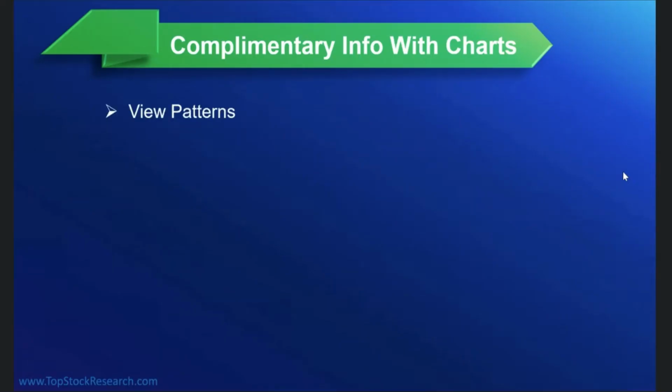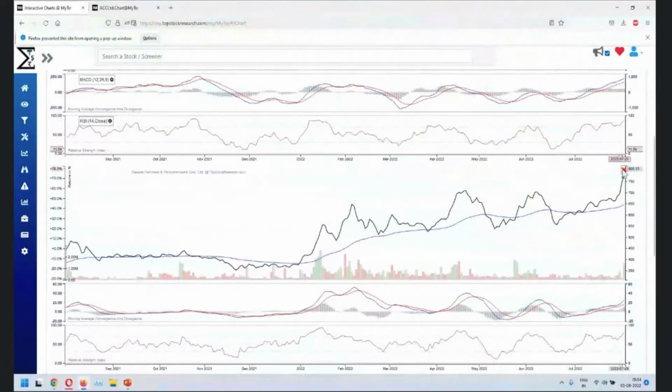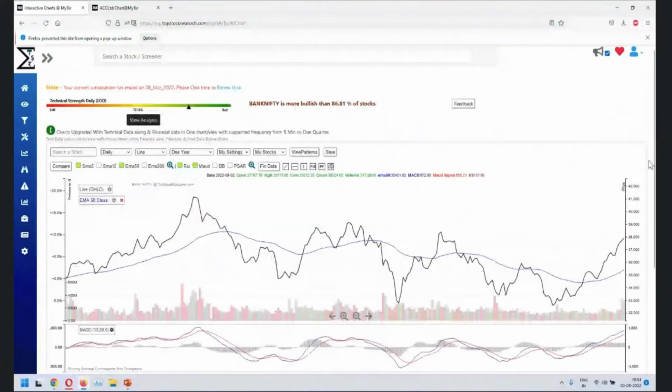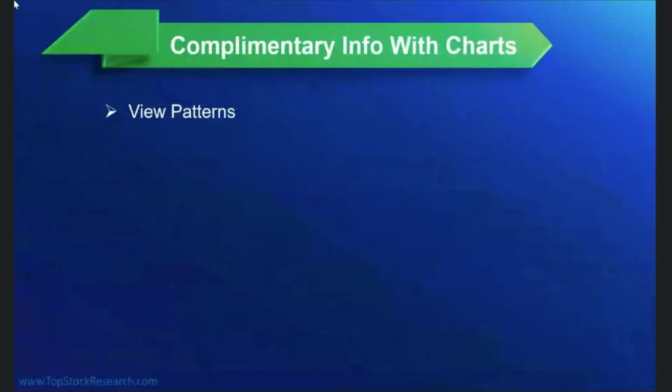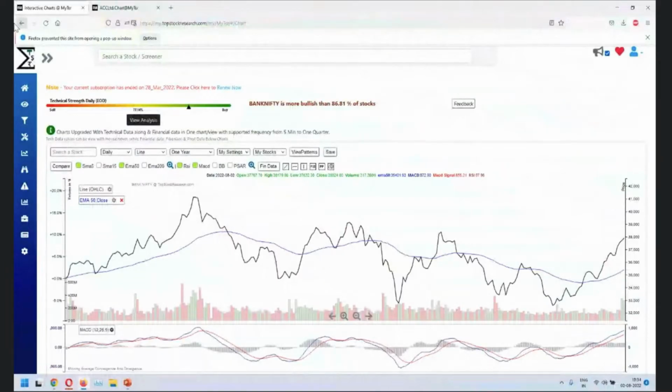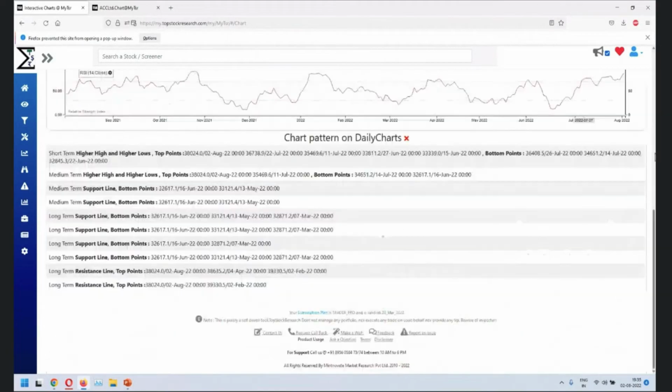Complementary info on charts, right? So let's remove the other stuff so that we focus on one. So complementary info, what do we have? Patterns. You click on this button called patterns. Most of the stock patterns will be over here.